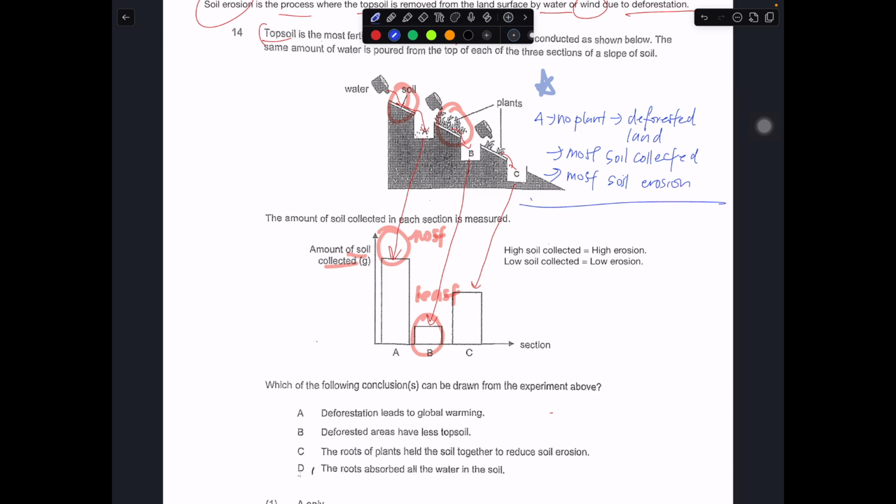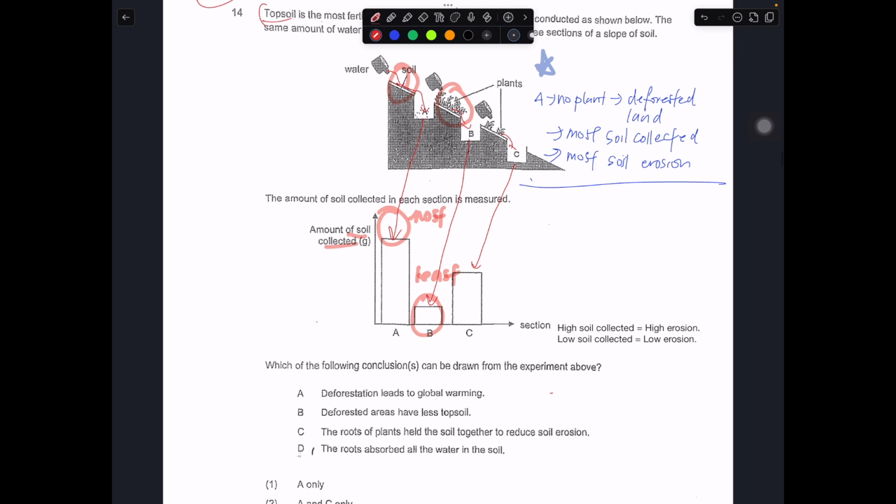Likewise for B, B is completely the opposite. B has a lot of plants growing, or in fact it's the most. So this represents a forested land. Then you got the least soil collected, then you will have the least soil erosion.